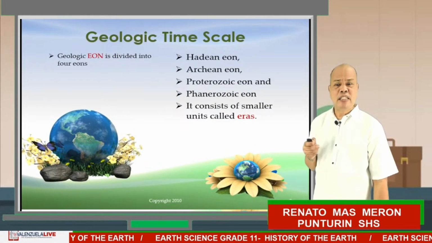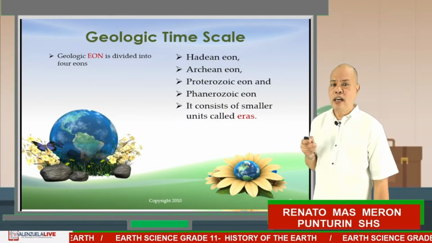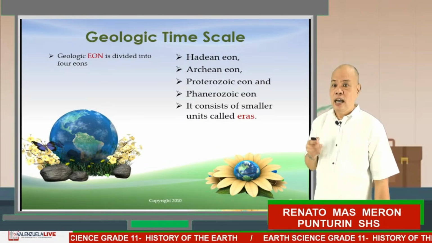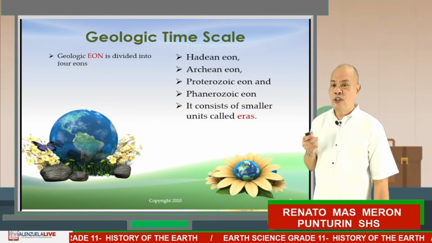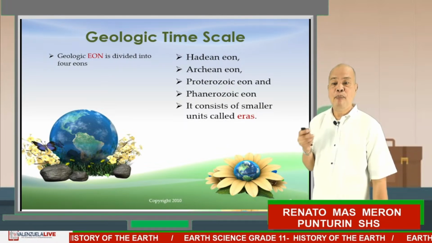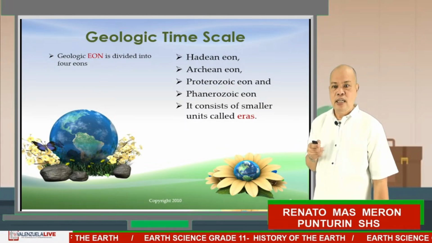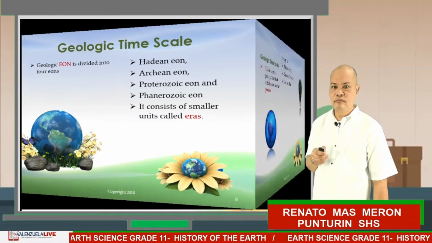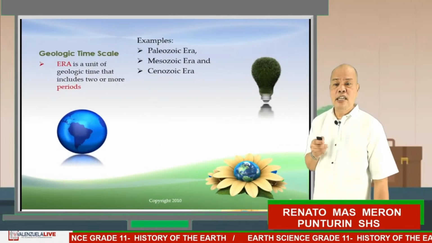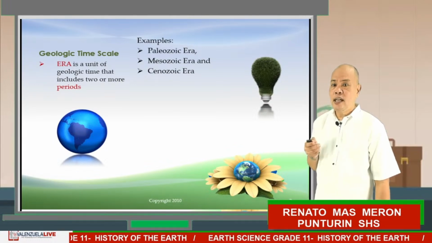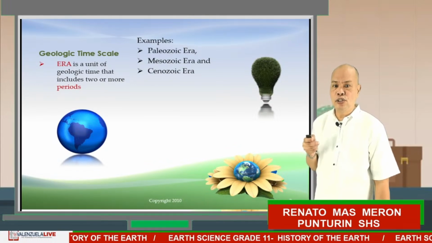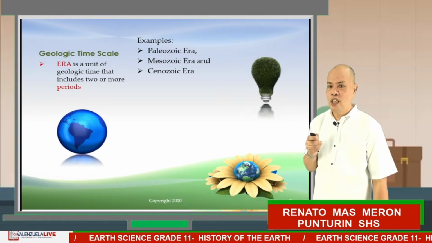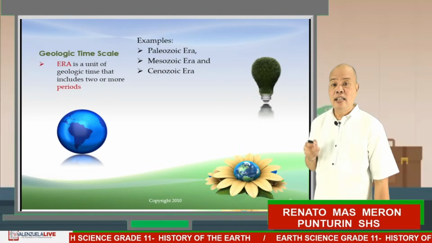In the geologic time scale, the geologic eon is divided into 4 eons, namely Hadean eon, Archean eon, Proterozoic eon, and Phanerozoic eon. Eon consists of smaller units called era. Next to eon is the era. Era is the unit of geologic time that includes two or more periods. Examples, Paleozoic era, Mesozoic era, and Cenozoic era.